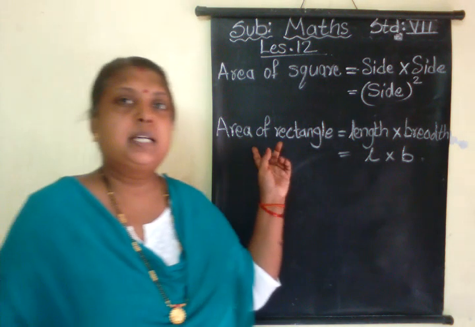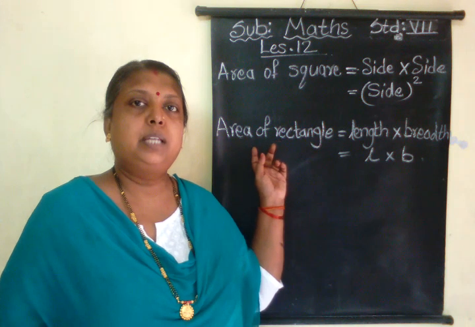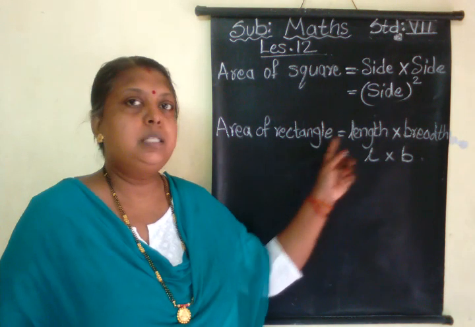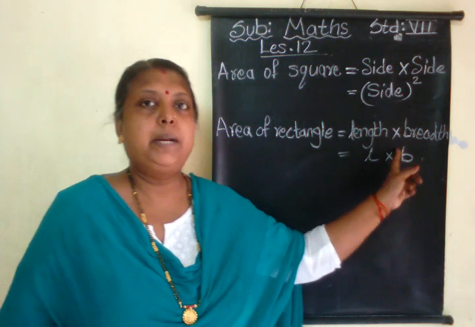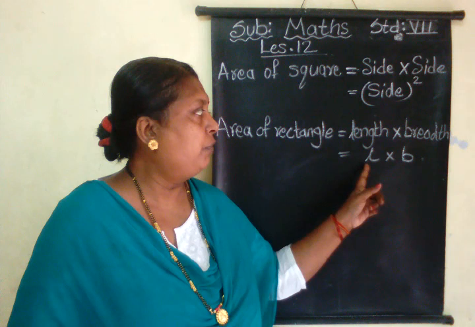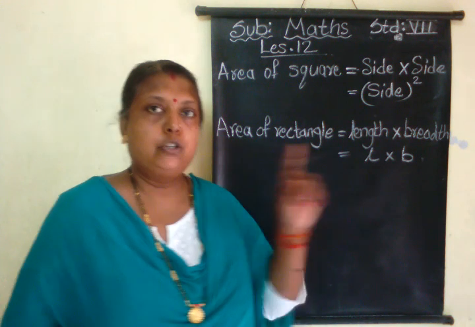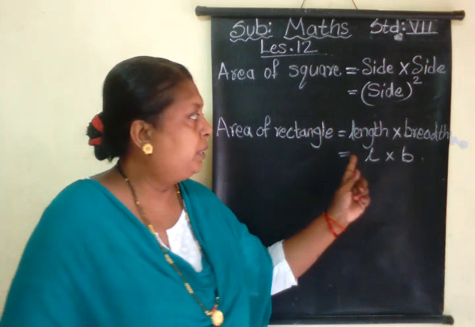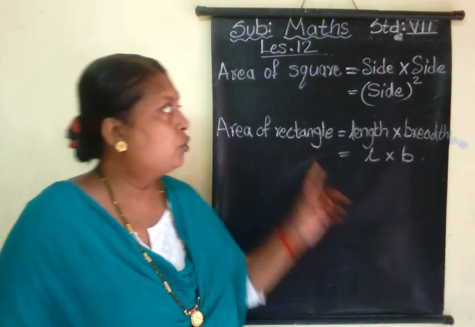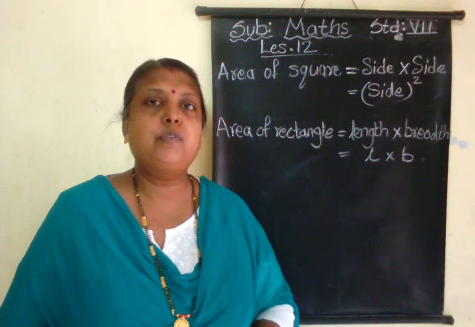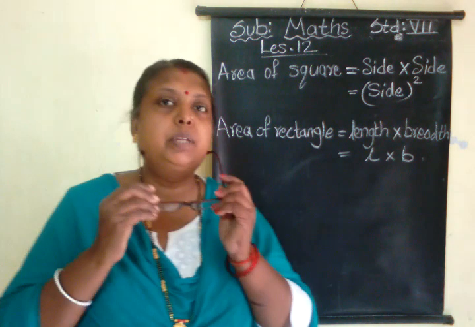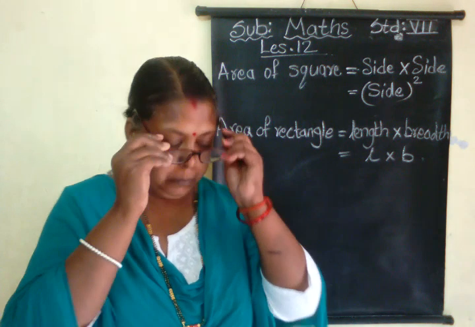Second figure is a rectangle in which we have two length and two breadth. So area of rectangle is equal to length multiplied by breadth, that is L into B. The way of writing L should be in this manner. It should not be written as 1. It should be written in cursive L. So L multiplied by B. So using these two formulas we will solve practice set 45. All of you be ready with practice set 45.